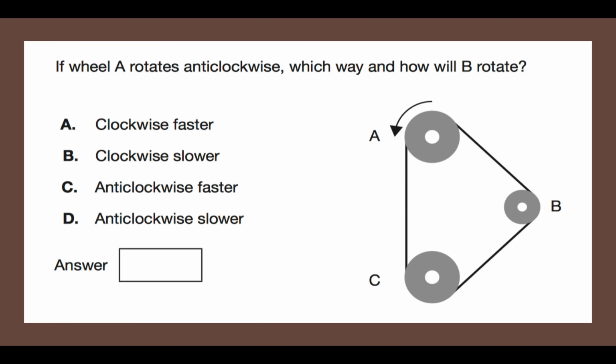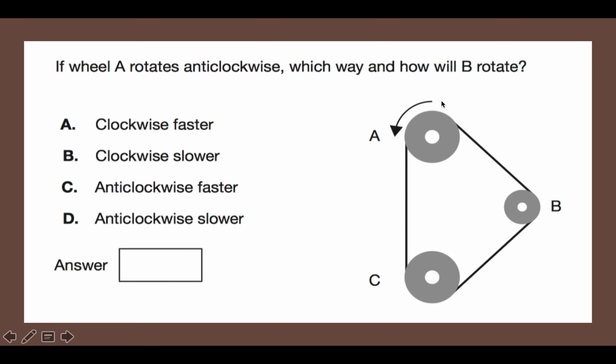Okay, let's have a look at another kind of mechanical comprehension test question. If wheel A rotates anti-clockwise, which way and how will B rotate? Okay, so what we have to do here is, first of all, understand the difference between anti-clockwise and clockwise. The best way to do that is to think about the way the hands go around on a clock, that is clockwise, and anti-clockwise is the other way.